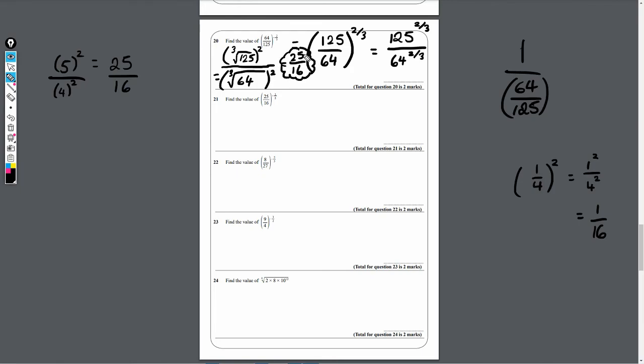So quite a lot going on there, and it probably looks quite messy, but it's very structured. Just take it step by step. So let's do the exact same now with the next one.